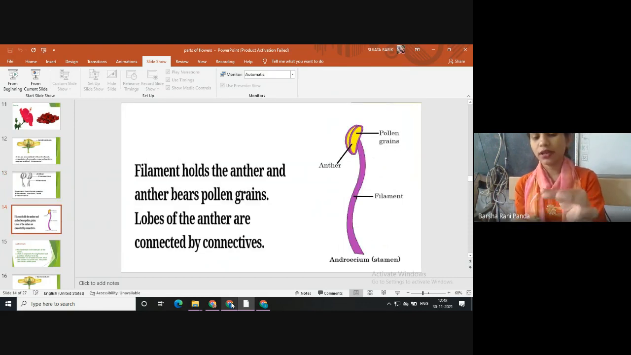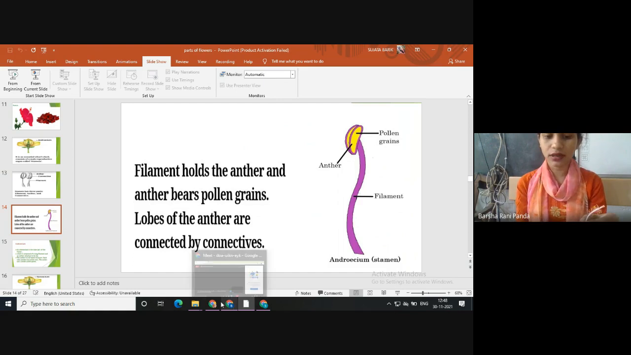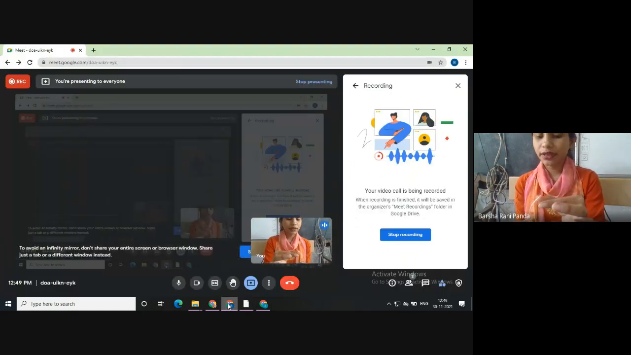And the anther, as you can see, contains the pollen grains. Look at this carefully: the pollen grains are yellowish powdery structures that are contained by the anther. The anther has yellow powdery structures and these are called pollen grains. And these pollen grains help in the process of pollination.